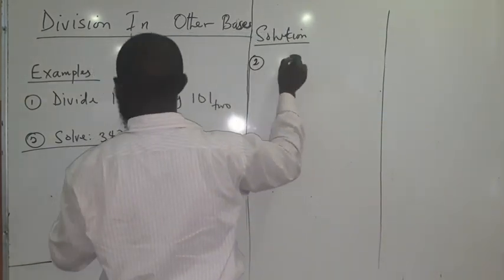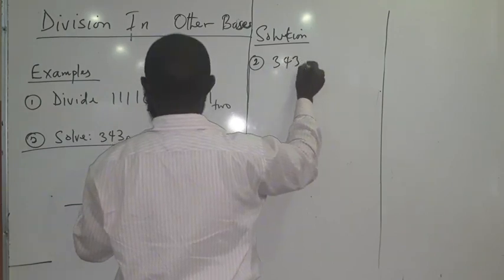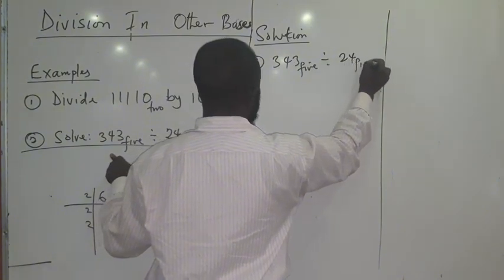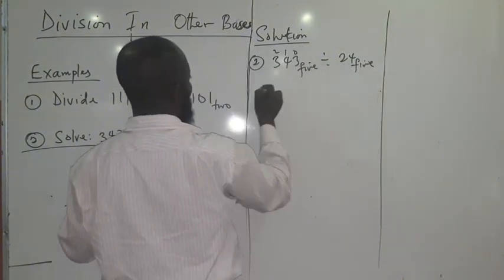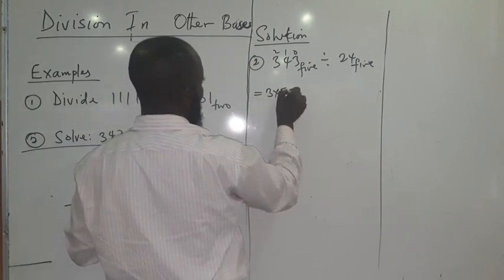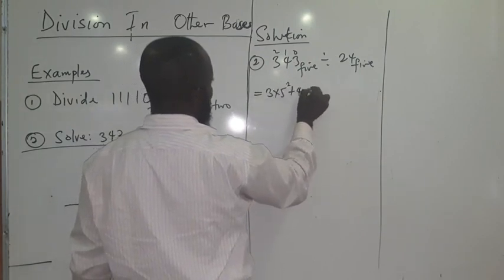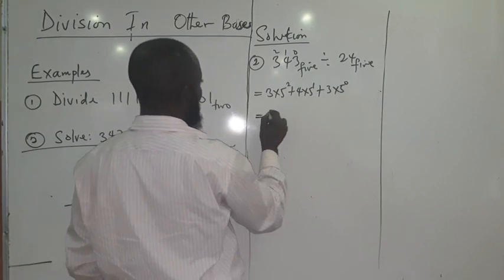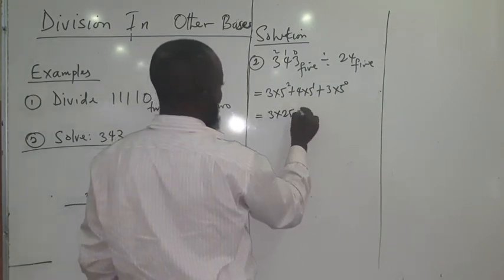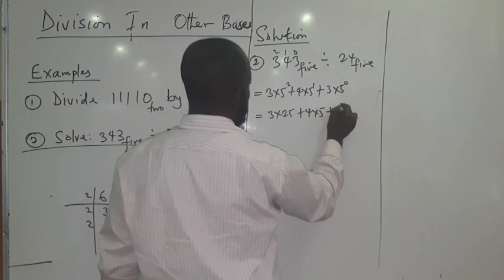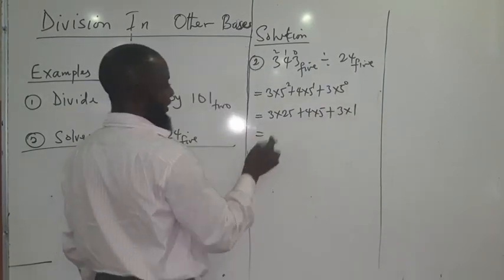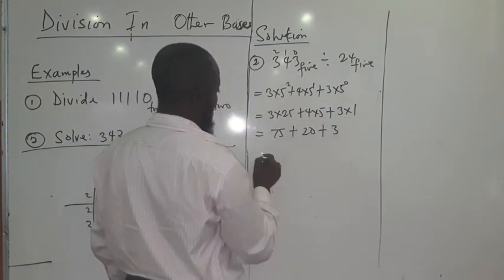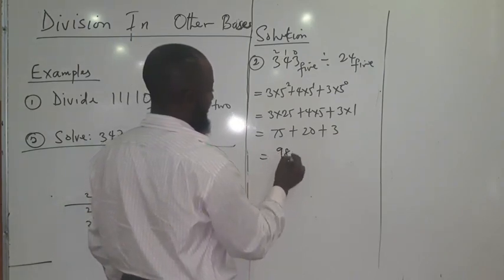So for number 2, we have 343 base 5 divided by 24 base 5. So I'll convert. Positions 0, 1, 2. So this will give me 3 times 5 raised to power 2 plus 4 times 5 raised to power 1 plus 3 times 5 raised to power 0. So this will give us 3 times 25 plus 4 times 5 plus 3 times 1. So 3 times 25 is 75 plus 20 plus 3. So this is going to give us 98. That is 98 base 10.